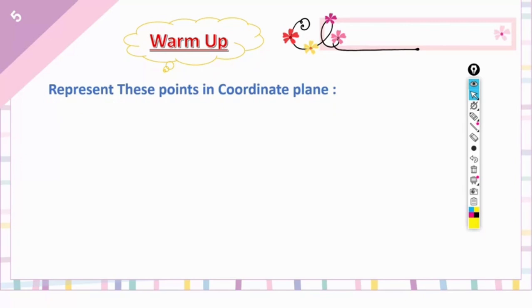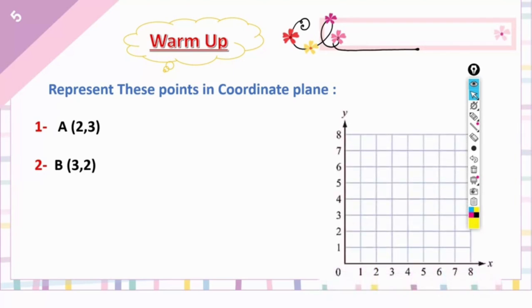Represent these points in the coordinate plane. Point number 1 is called A, (2, 3). Point number 2 is called B, (3, 2). And we have a coordinate plane figure. Question number 2: what did you notice when you represented these points in the coordinate plane?